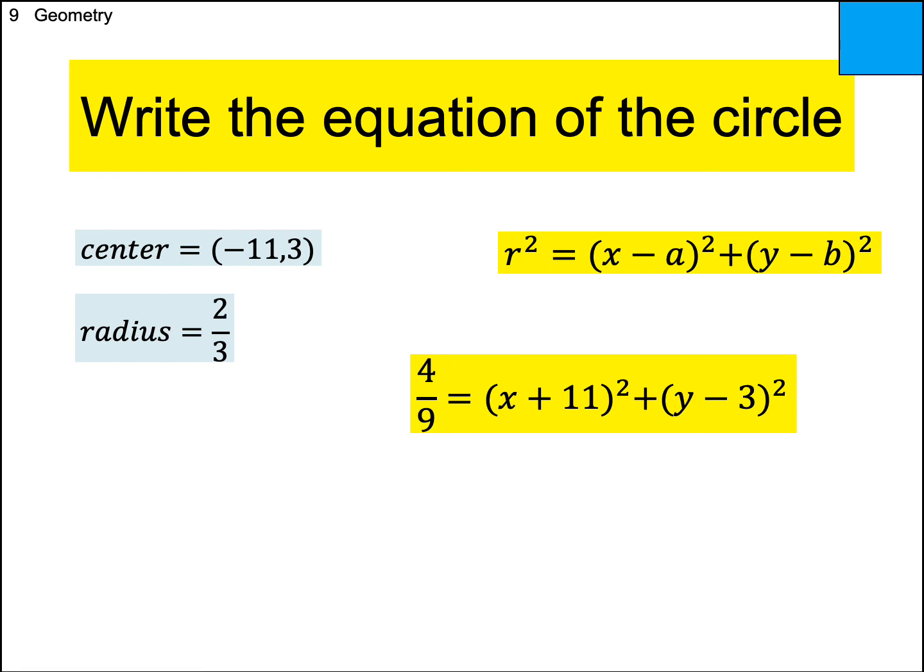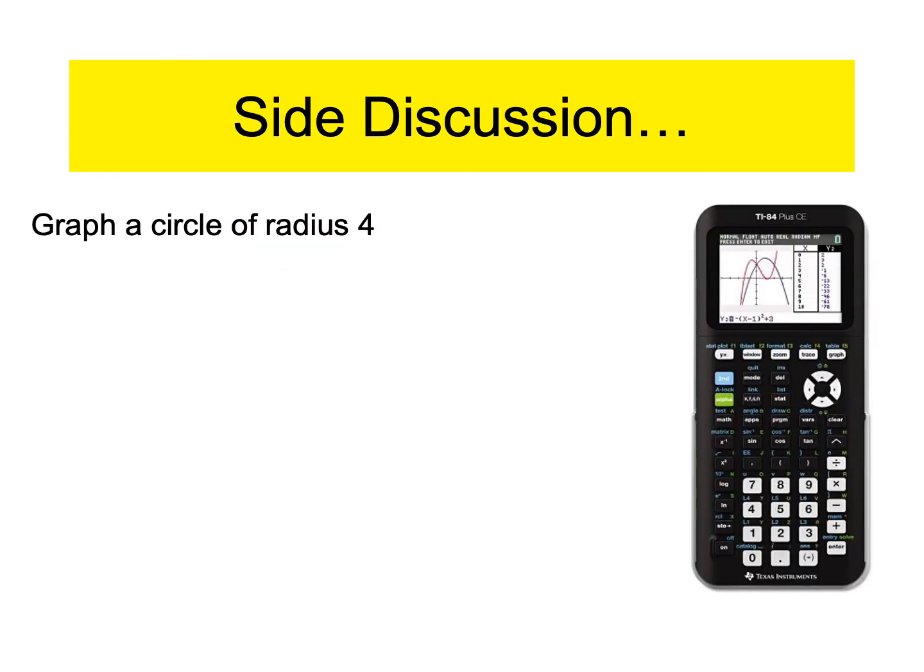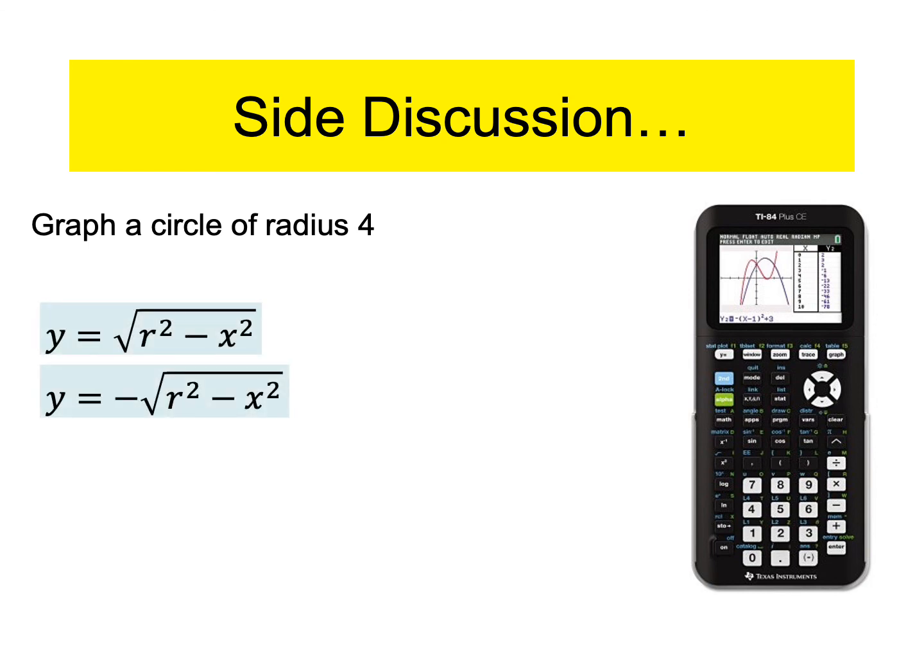The problem is this, your graphing calculator doesn't say r squared equals. It says something like y is equal to. So here's what I want you to do. Grab your graphing calculators, and I want you to graph these two equations. Now, notice your graphing calculator always says y equals.